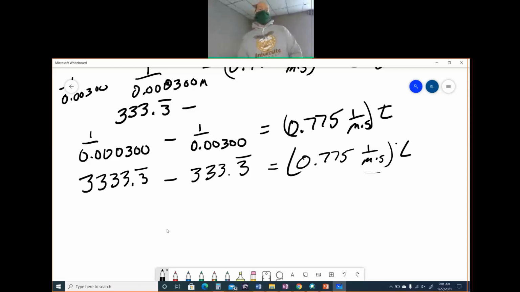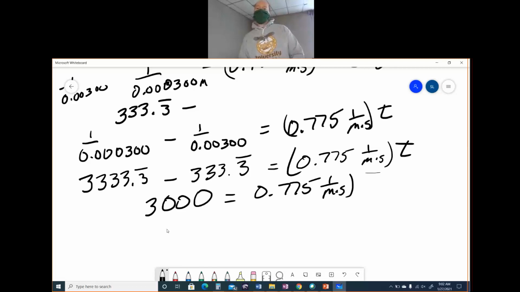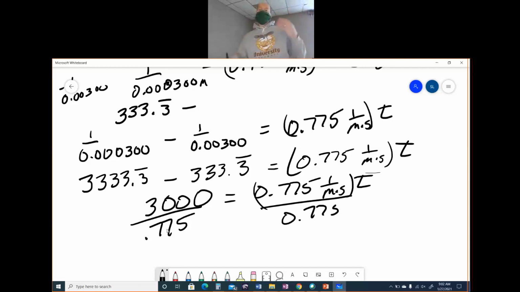All right, so we end up with, when you subtract out the 333 repeating, you have 3,000, and that is equal to 0.775, 1 over molarity times second, and your t. So then you divide both sides by 0.775. Now it is multiplying this number times t. To get rid of that, you have to divide. So remember, if you are adding, you have to subtract. If you're multiplying, you have to divide. Whatever you do to one side, you have to do the exact same thing to the other side.